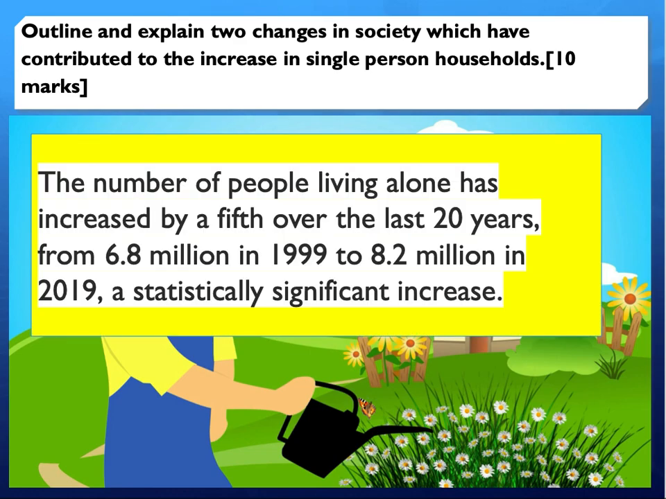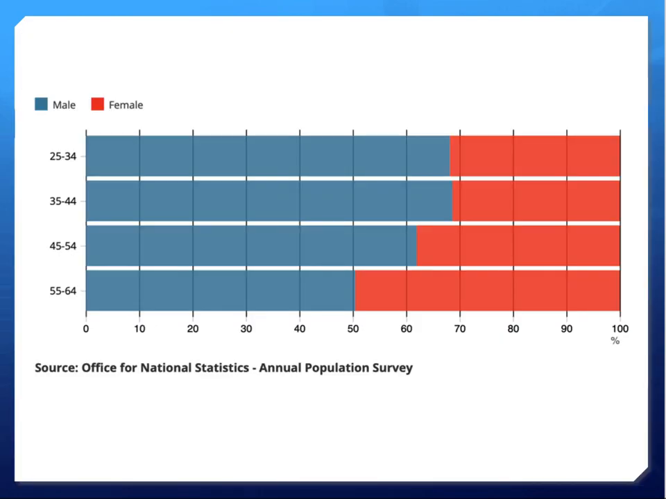A useful starting point for these questions is to be aware of what the statistics tell us. You don't need to memorise the exact numbers, but you do need to be aware of the general pattern or trend. Because you might get a question on any of the different demographic trends on the specification. It is vital, therefore, that you're familiar with all of them. Here, the Office for National Statistics tells us that single-person households have increased. The graph from the ONS shows us the proportion of one-person households by age and sex.